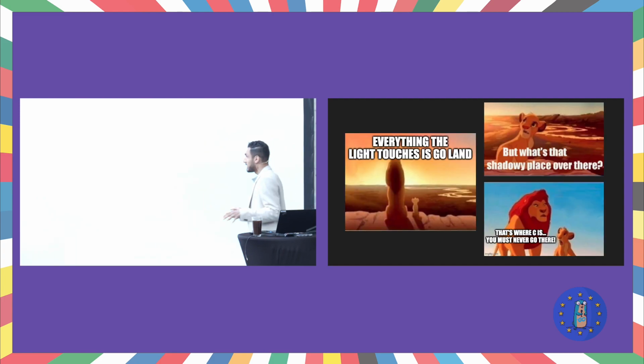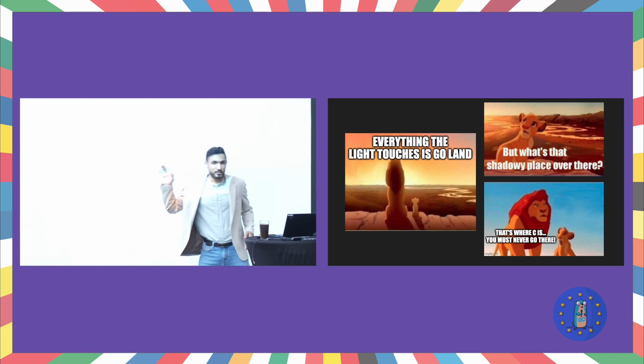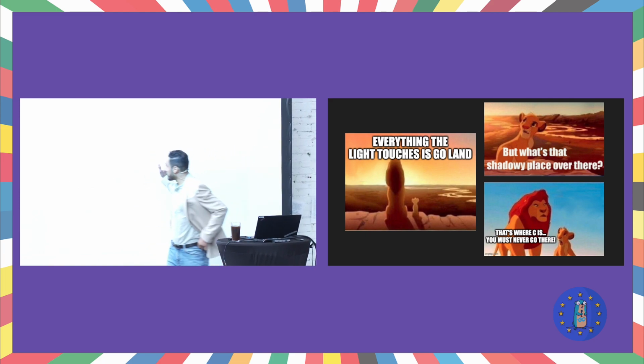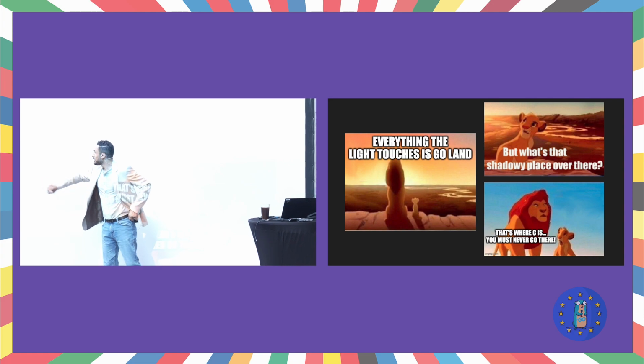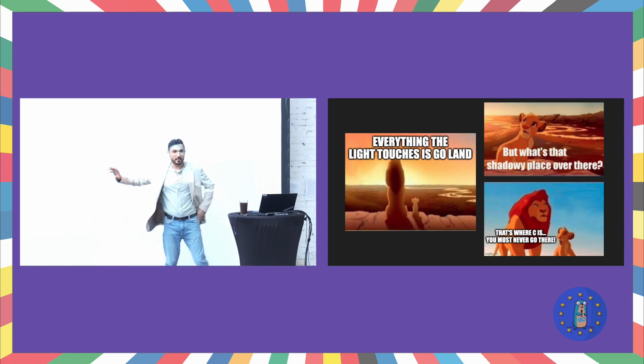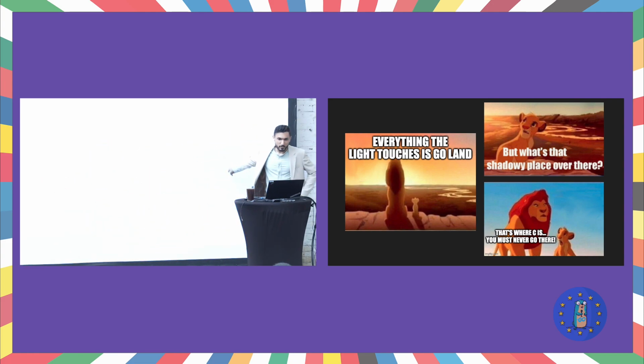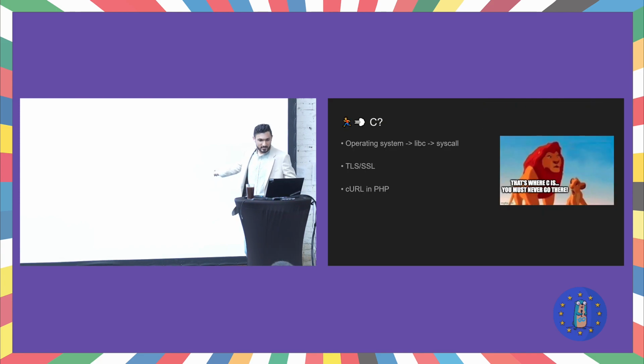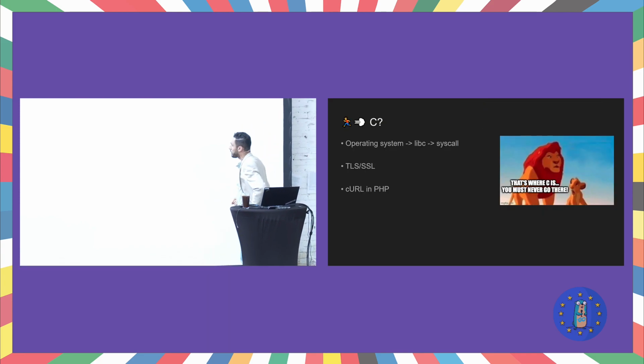We're promised that it is the promised land. You don't need to care about C. You should only look at this bright area where the light shines, and you should never go to where C is. But can we avoid C?